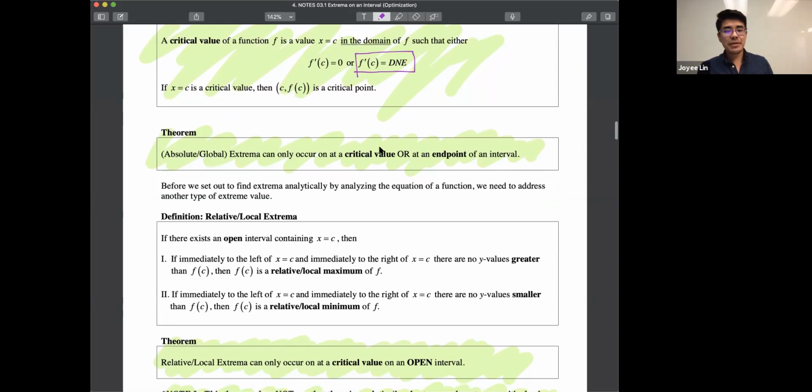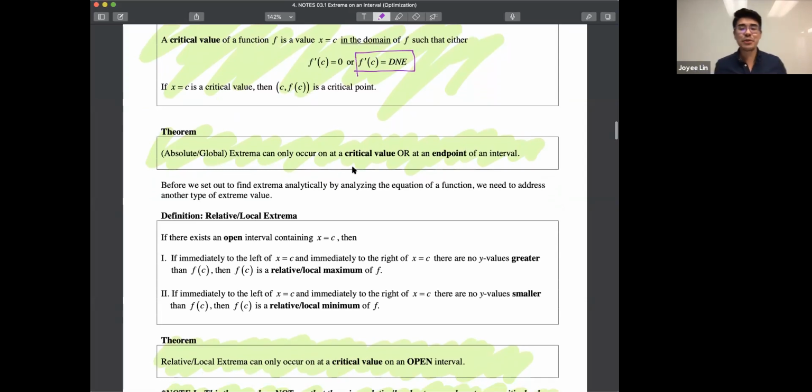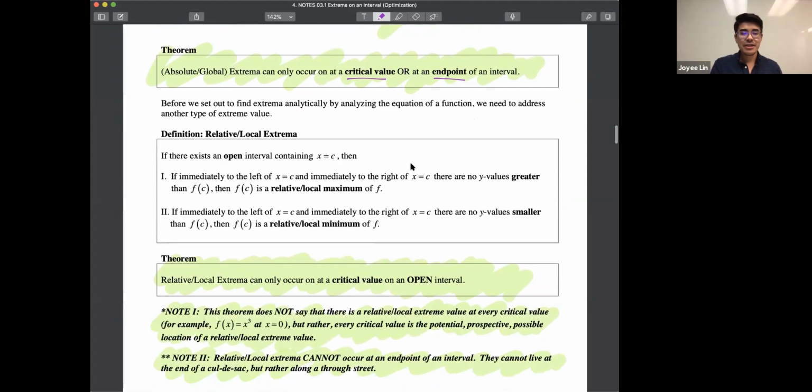Another theorem to think about: extrema can only occur at critical values or the endpoint of an interval. Whereas relative or local extrema can only occur on the open interval, so not the endpoints. So we have absolute versus relative. For the absolute maxes and mins, you should test your endpoints. For relative, you do not need to test your endpoints.